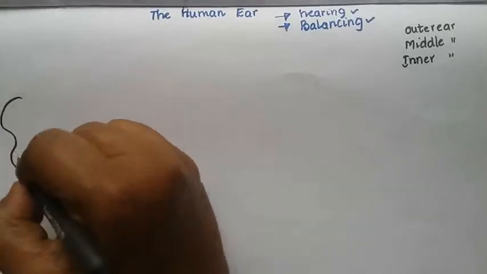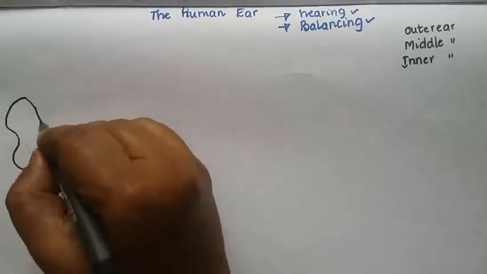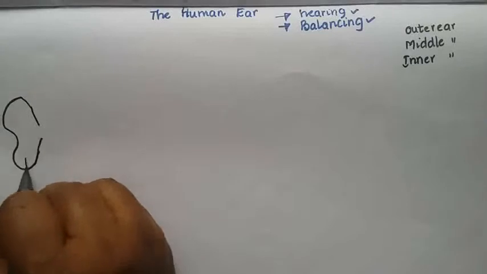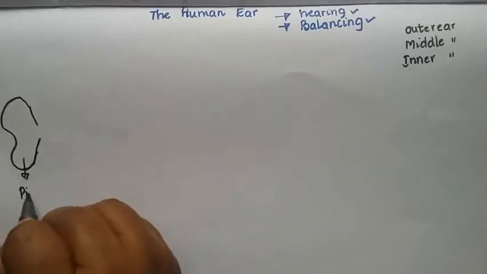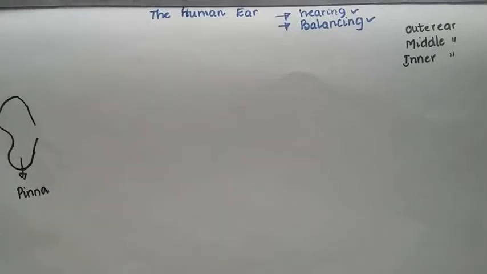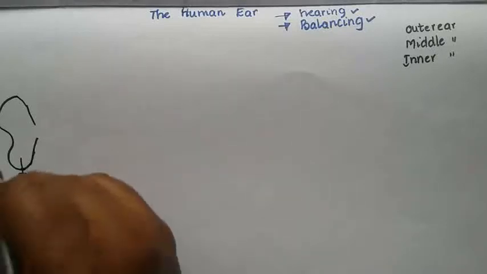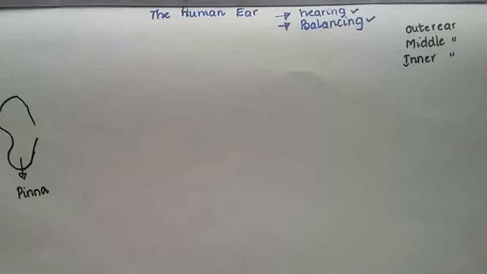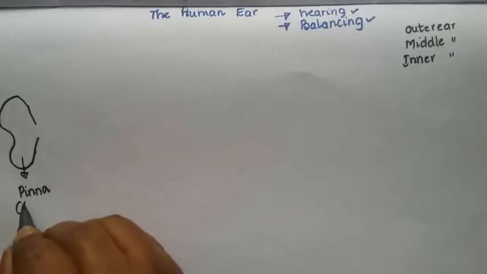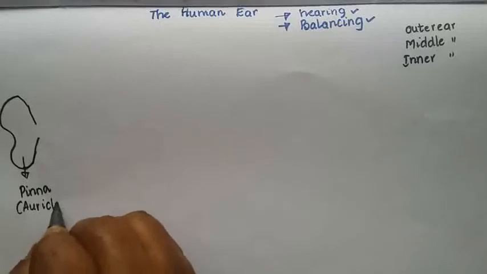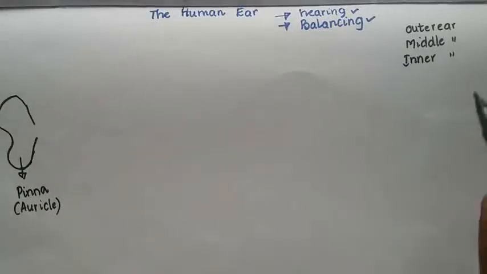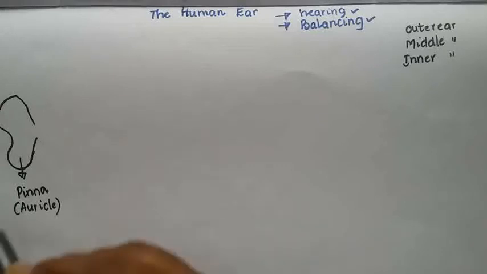So the first part of the outer ear is the projecting part made up of cartilage, which collects the sound waves, and this projecting part is known as pinna, which is also named as auricle of the ear or auricle of the outer ear. Children, if you remember, we have learnt even the same word with respect to the human heart.